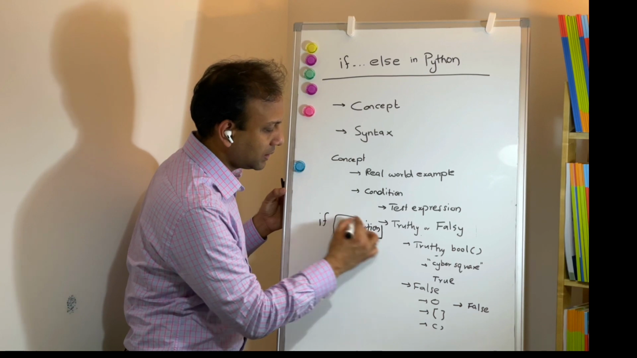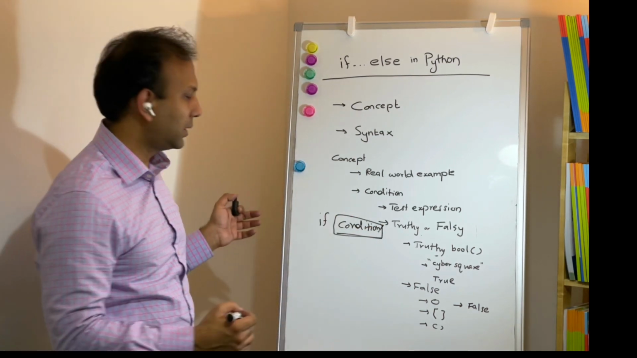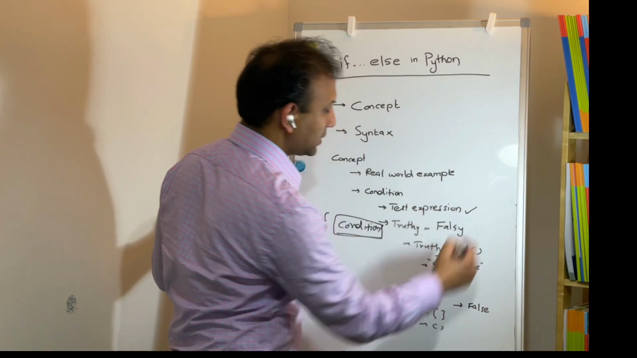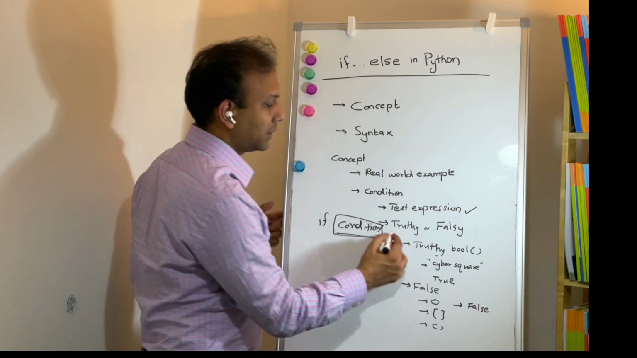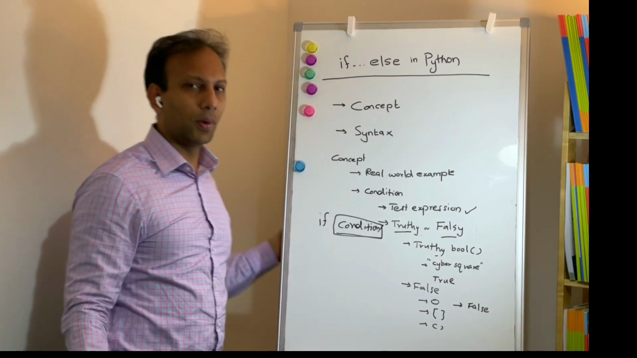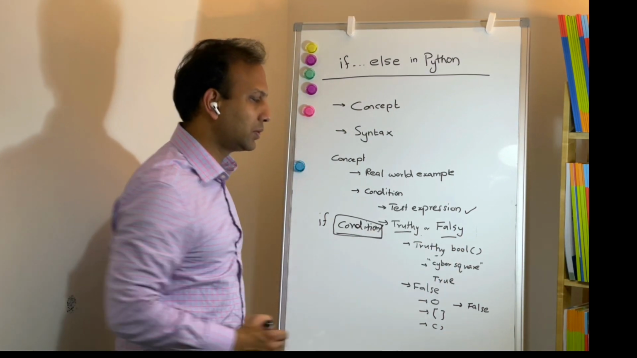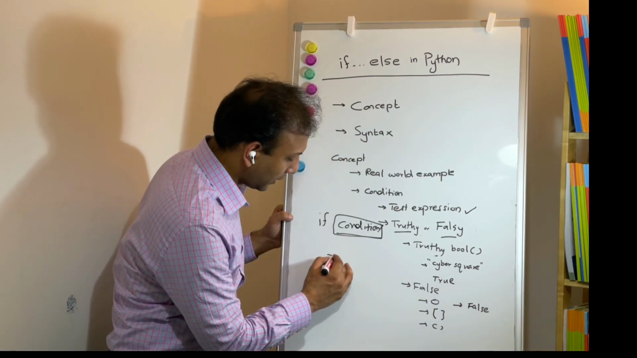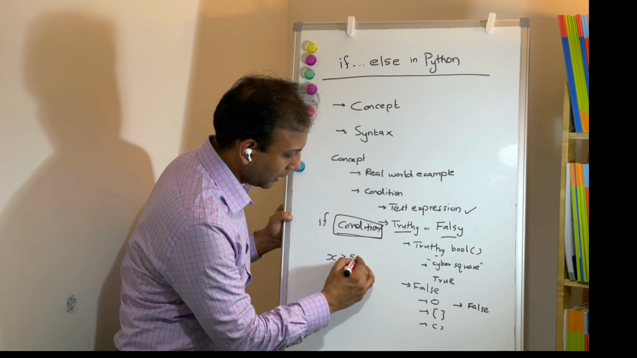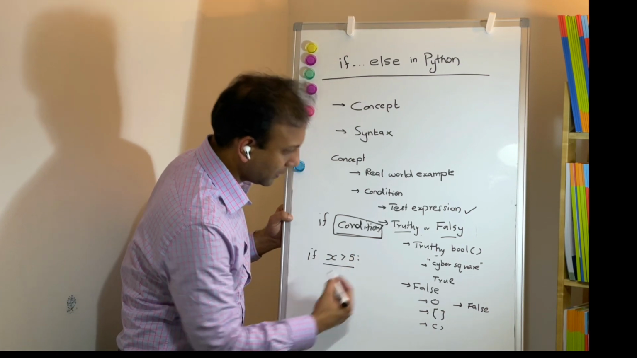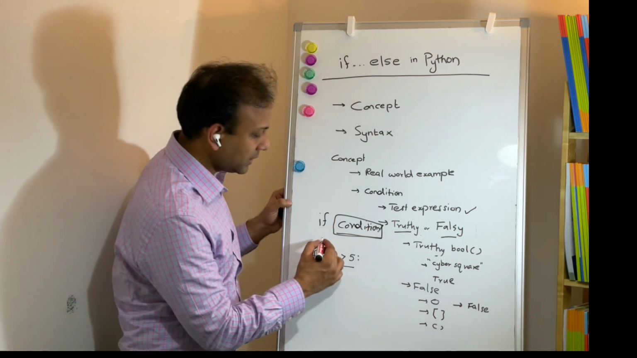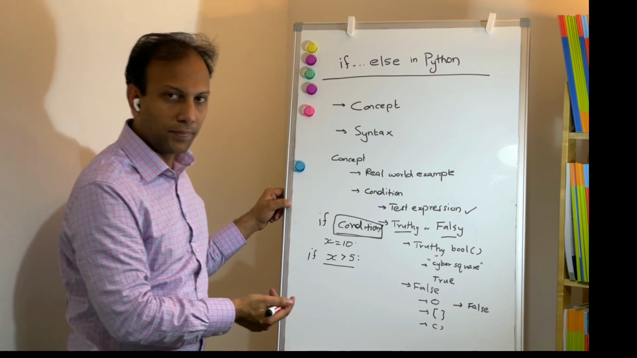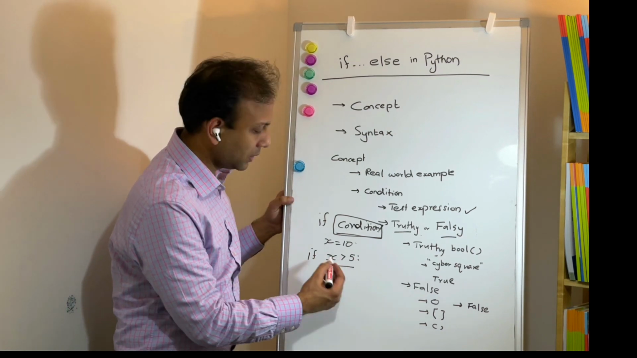So what is a condition in Python? It's not only in Python, any programming language. What is a condition? It can be either a test expression, or in the case of Python, it can be a truthy or falsy statement, or a value. Let's learn first what is a test expression. For example, if you're writing x greater than 5, this becomes a test expression. Let's assume that we wrote x equal to 10. So what is x greater than 5? It will evaluate to true.